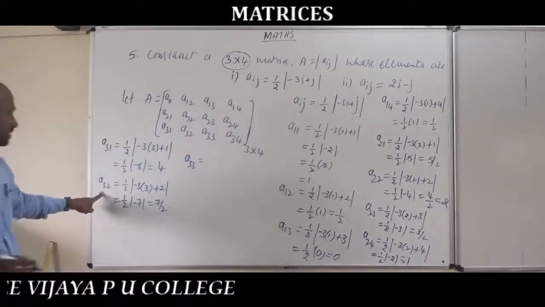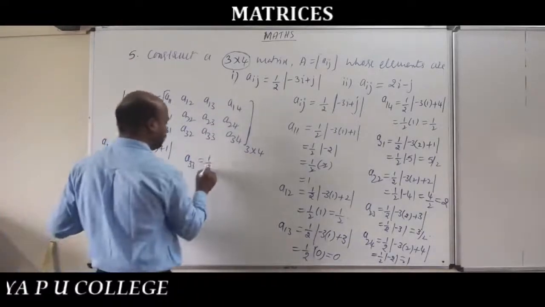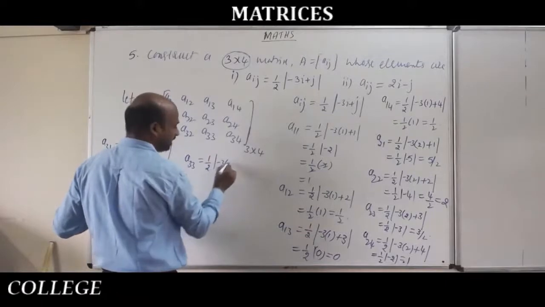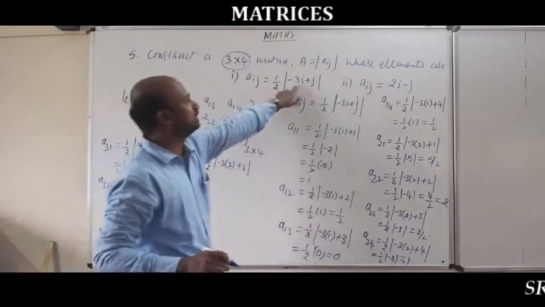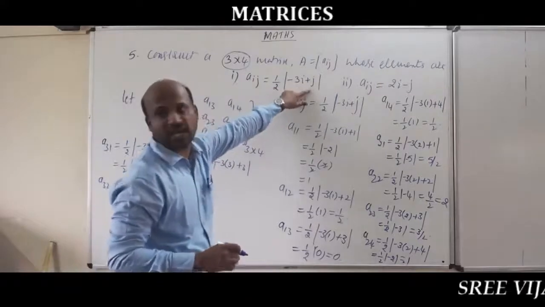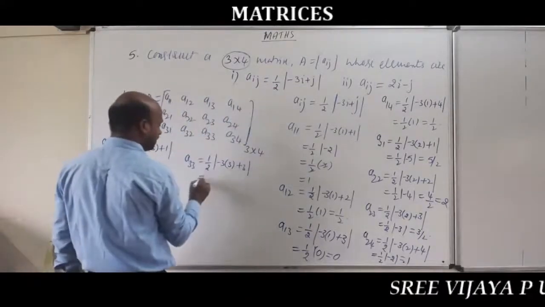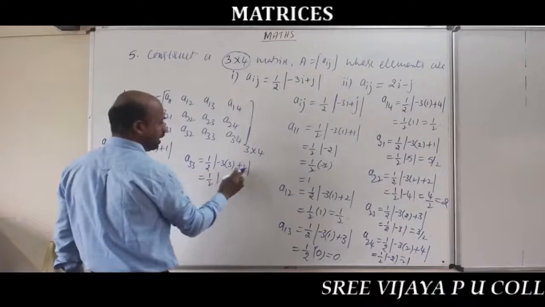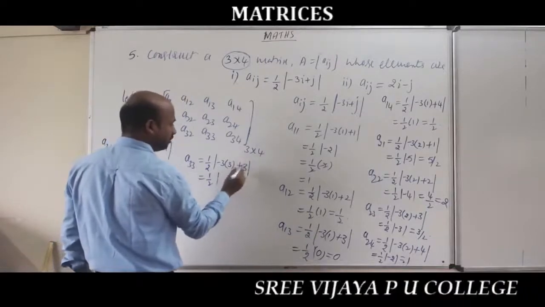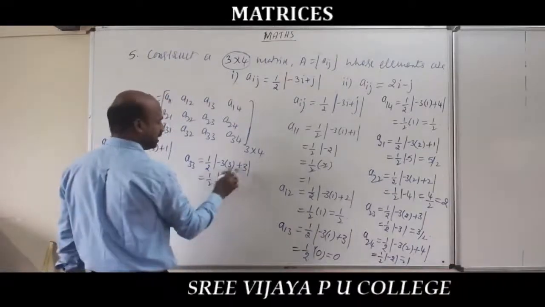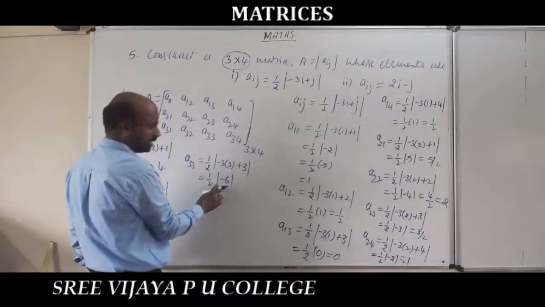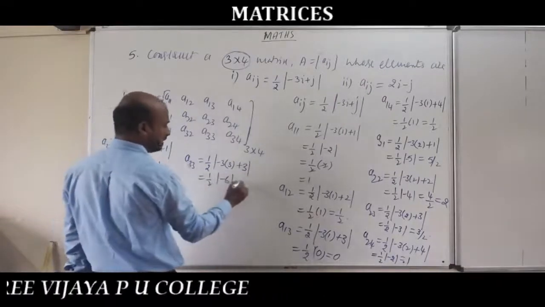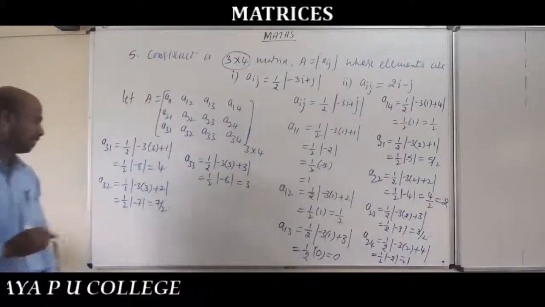And then a33 is third row, third element, 1 by 2 modulus of minus 3 into 3 plus 3. Minus 3 into i, which is 3, j is 3, minus 9 plus 3, minus 9 plus 3 is minus 6, modulus of minus 6 is plus 6, 6 into 1 by 2 is 3.